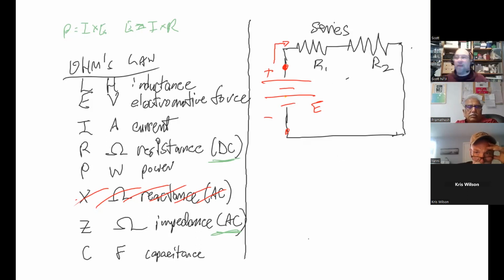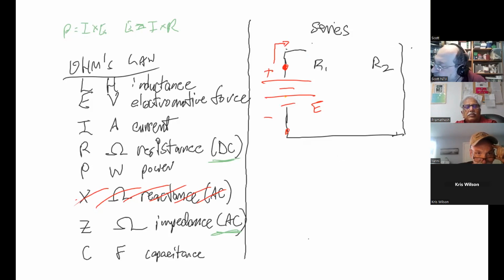Okay, now, importantly, how much current passes through both resistors? It's exactly the same. All the current has to go through both resistors. All right, now let's say that this, instead of a resistor, was actually a resistive element in something that we call a light bulb.